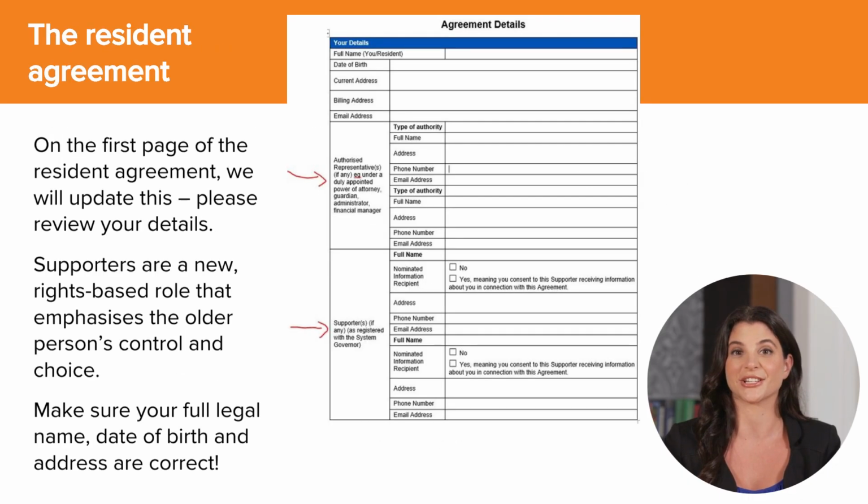On the first page, review your details and your authorized representative or your supporter details. Supporters are a new rights-based role that emphasizes the older person's control and choice. If you are a nominated supporter, please send through confirmation of registration with the system governor if you have not already done so. Make sure your full legal name, date of birth, and address are correct.